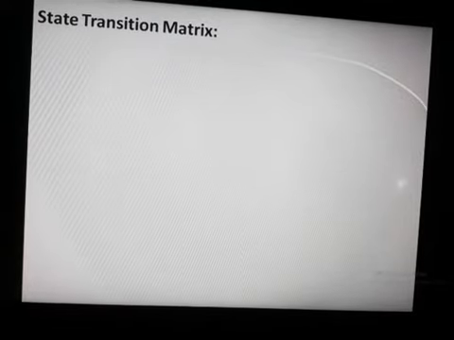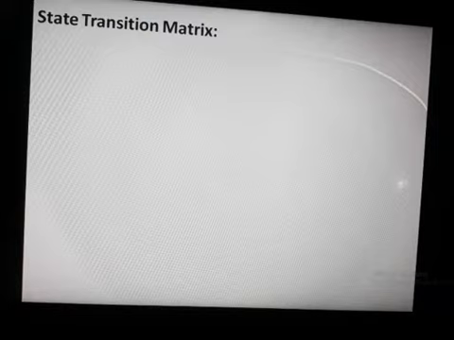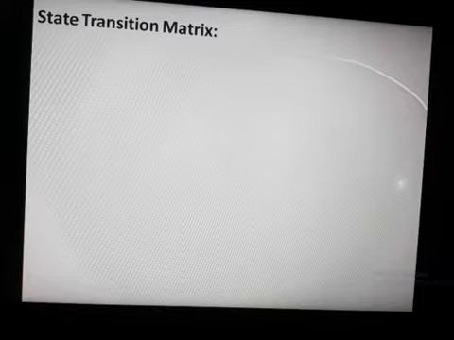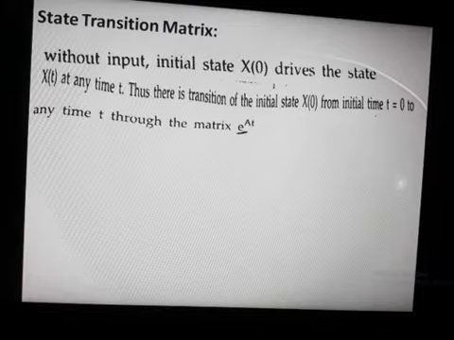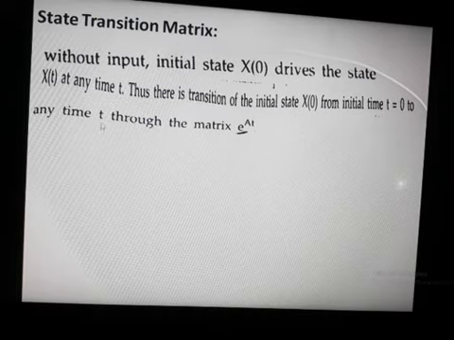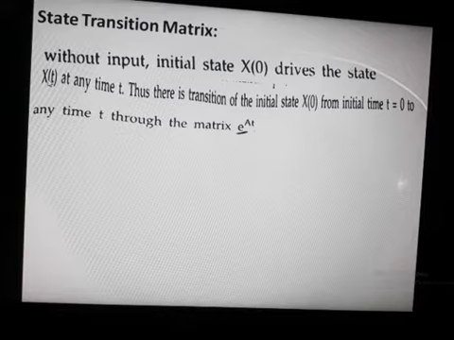Next, state transition matrix. It's very important. Many times in your academic exams, they'll ask two-mark questions on this model. Just see the statement: what is the state transition matrix? For example, we have one state vector, x of t, for our system.